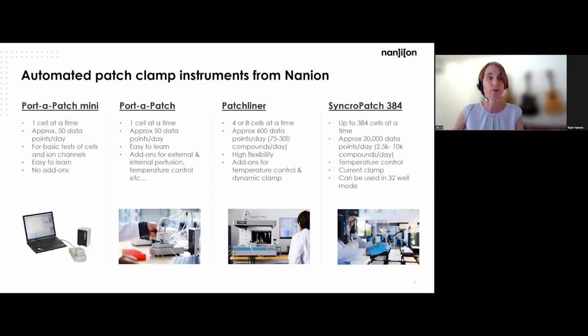So there are 4 products for automated patch clamp from Nanion, ranging from the Port-a-Patch and the Port-a-Patch Mini, with add-ons for external and internal perfusion, for temperature control and light activation, for example. There's then the Patchliner, a fully automated system for recording 4 or 8 cells simultaneously. And last but not least, the SynchroPatch 384 for recording up to 384 cells at a time. So for the purposes of today's webinar, we're going to focus on my personal favorite Nanion instrument, the Patchliner.